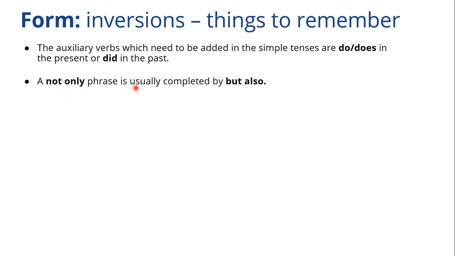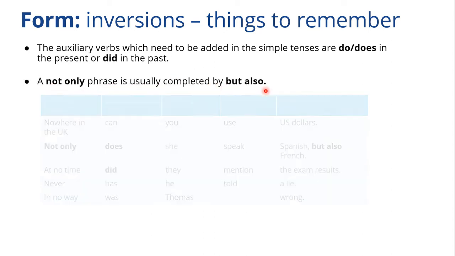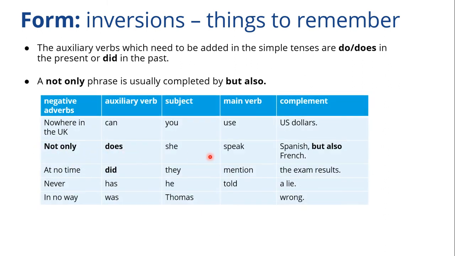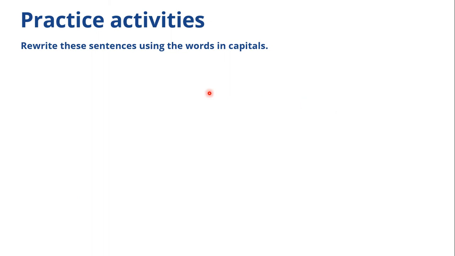The not only phrase is usually completed by but also. Here, not only does he speak Spanish but also French. Not only, but also. Here, but also comes before French, before the noun. Okay, what about cleft sentences? We move to the cleft sentence.